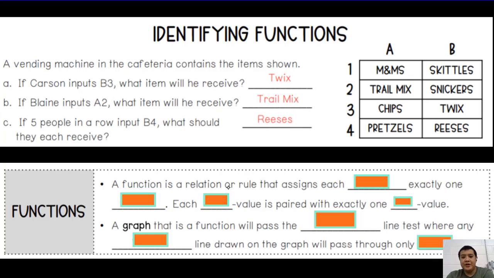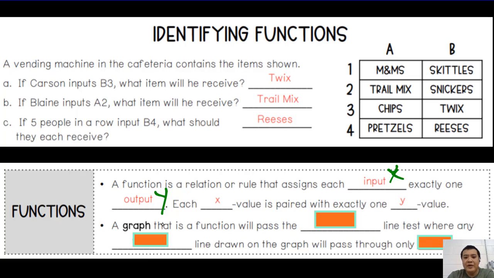A function is a relation or rule that assigns each input exactly one output. That is, each x value is paired with exactly one y value. So remember that inputs are x, because that's the independent variable, the one that we control. We input things, and then the machine gives us an output. We often call it a machine or a relation. It gives us one output, so that's one y.